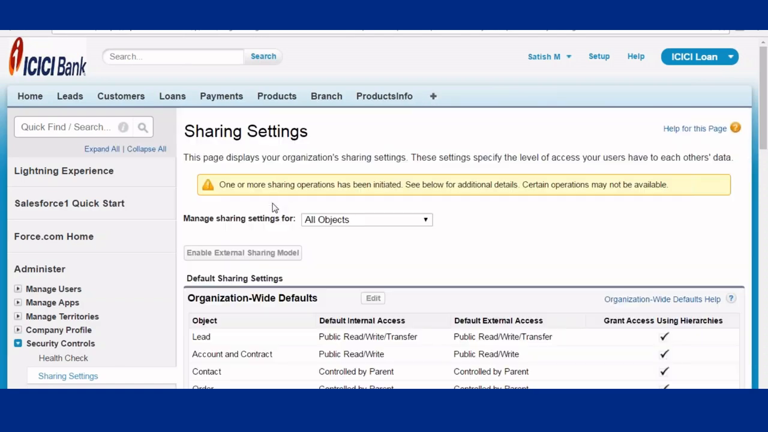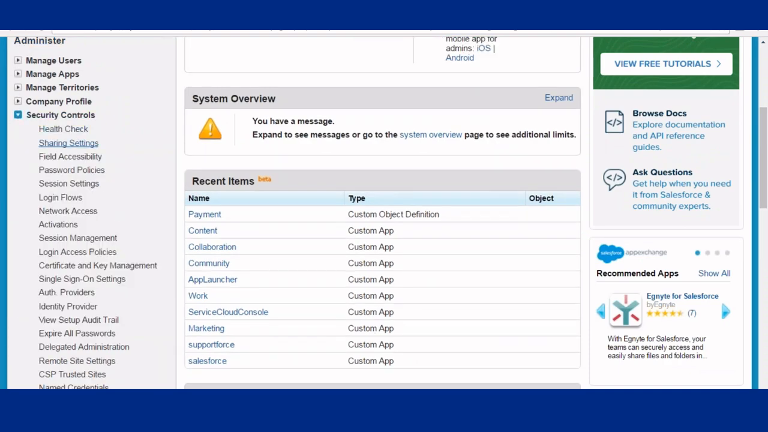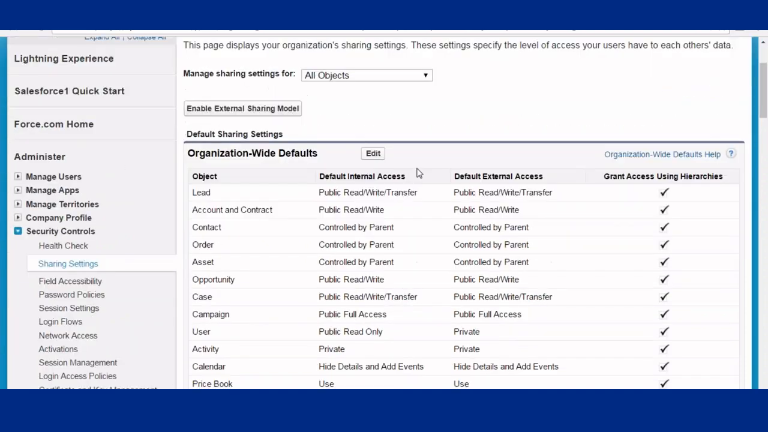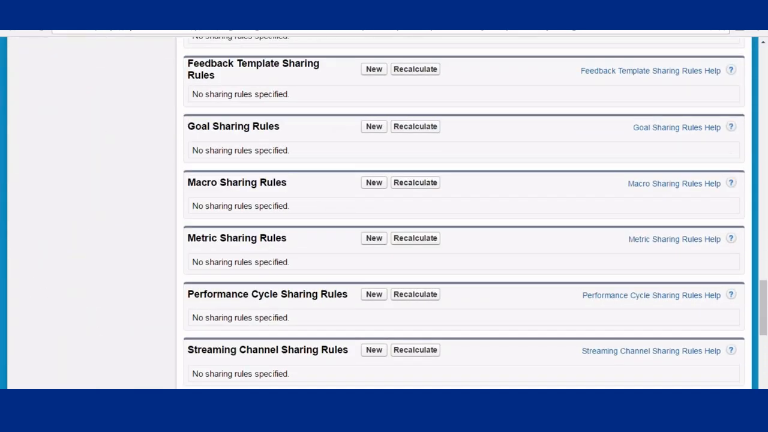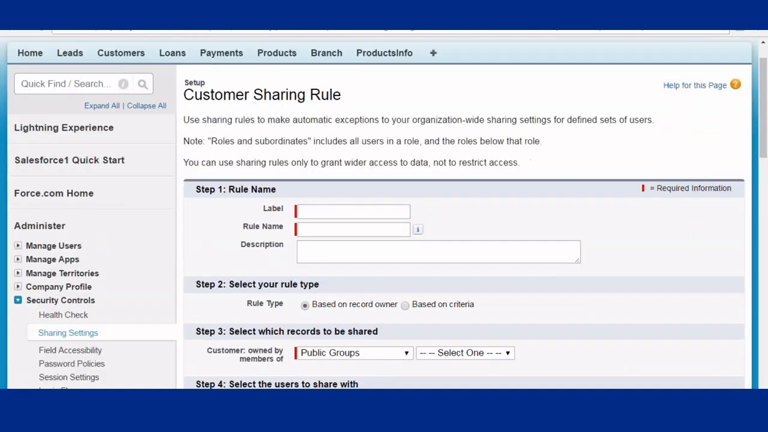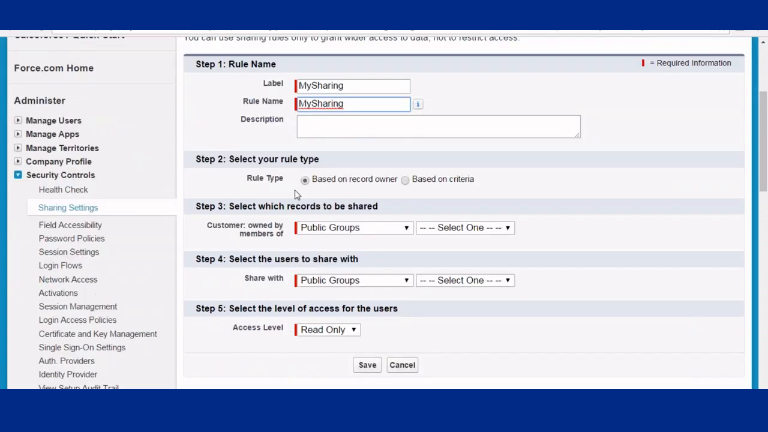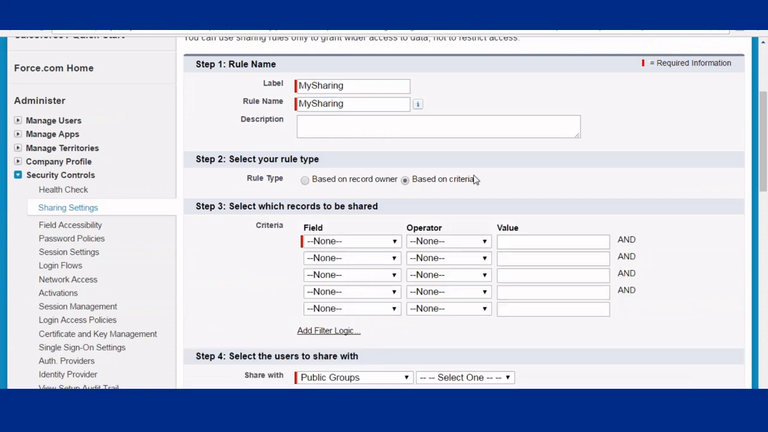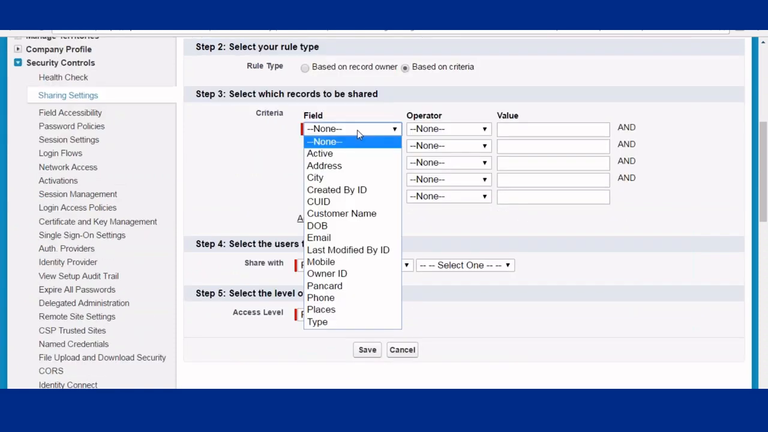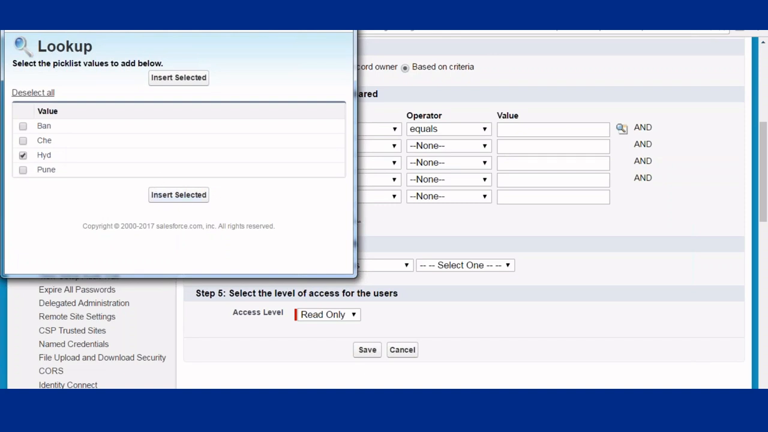So how do you create it? Setup, Administer, Security Controls, Sharing Settings, scroll down, Customer Sharing Rules, New. Then we select based on criteria, where city equals any condition, for example city equals Hyderabad.